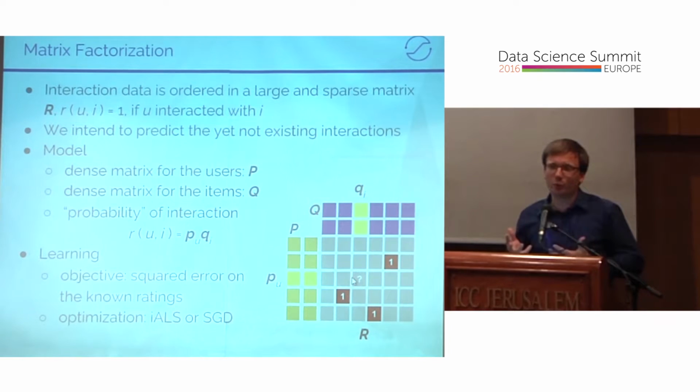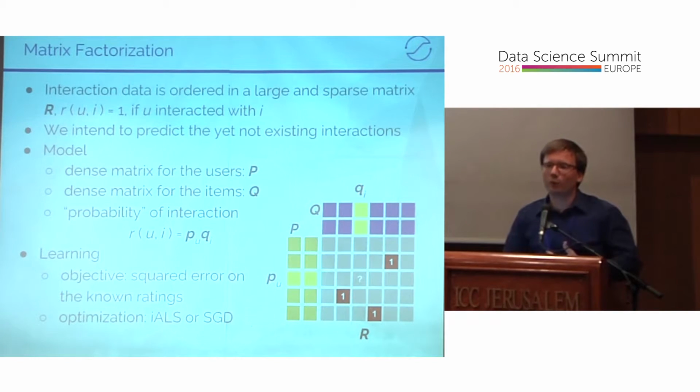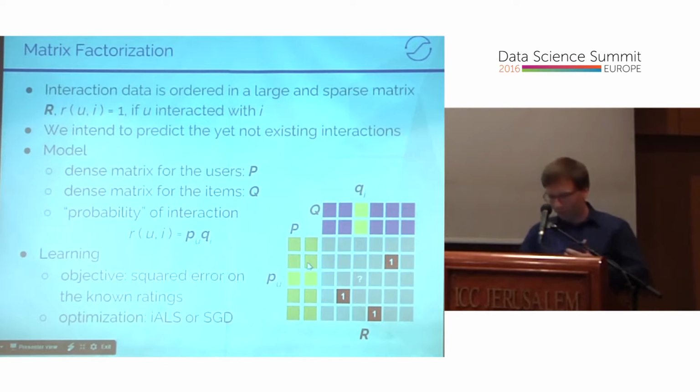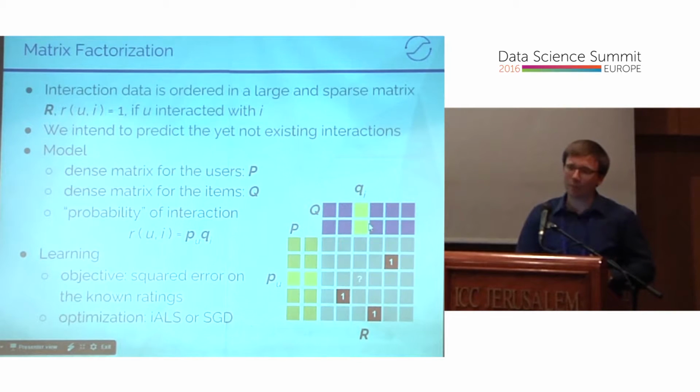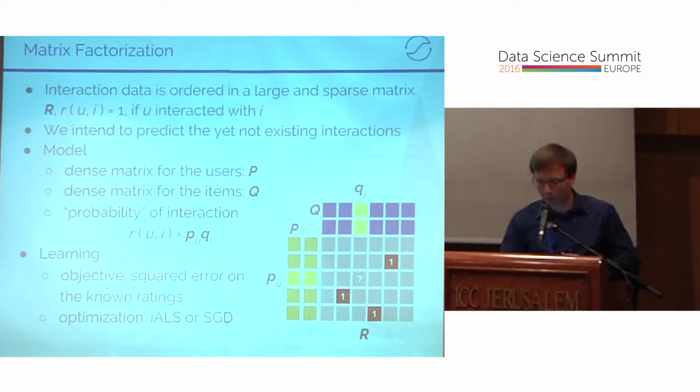This is the data that you have. Upon this, you create a model. The matrix factorization model is very simple. It is noted with an orange dense matrix on the left, and a blue dense matrix up there. You define for each user and for each item in your model a vector. And from the vectors, you construct a matrix P for the users and a matrix Q for the items.